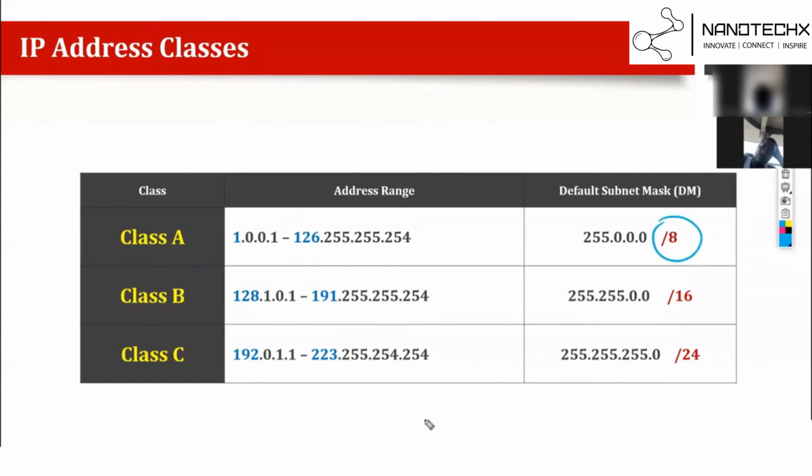It means if there is an IP address which is 10.0.0.1, it should always come with /8. Then it will be called classful. But if this is found with any other subnet mask, sorry, if it is found with /9, /10, then it is called classless. So this is the difference between classful and classless, right?